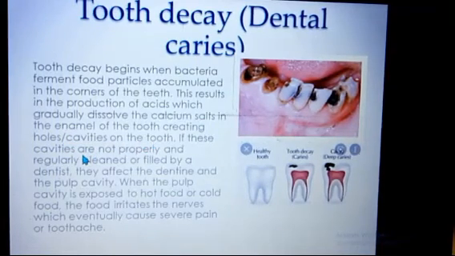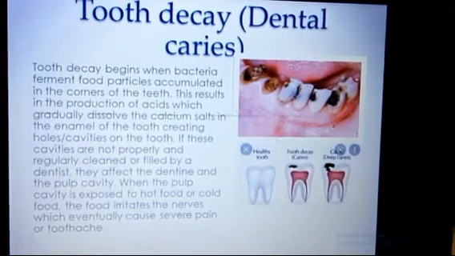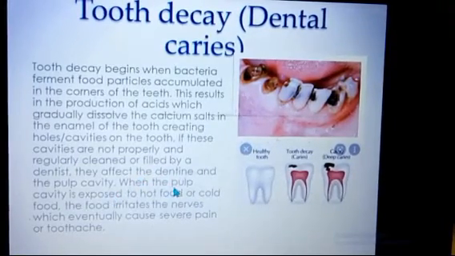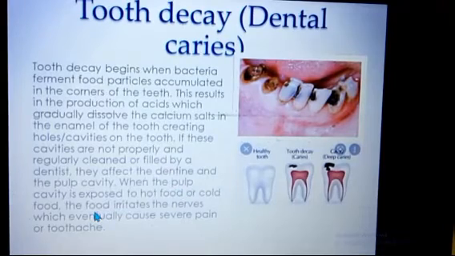If these cavities are not properly and regularly cleaned or filled by a dentist, they affect the dentine. So this is the dentine. They affect the dentine and the pulp cavity. That's the next structure after the dentine in the structure of the tooth. When the pulp cavity is exposed to hot food or cold food, the food irritates the nerves, which eventually cause severe pain or toothache.